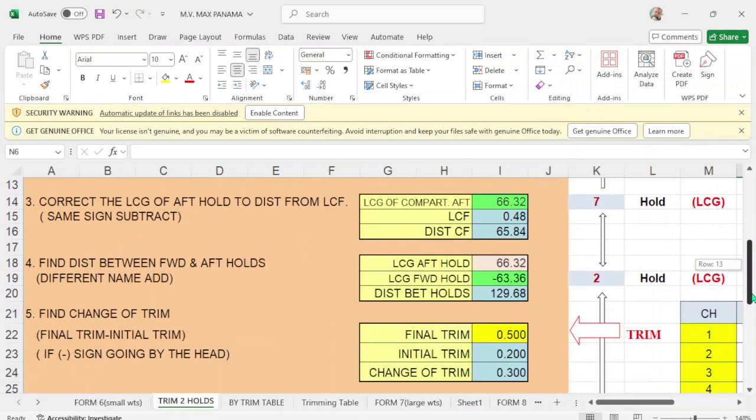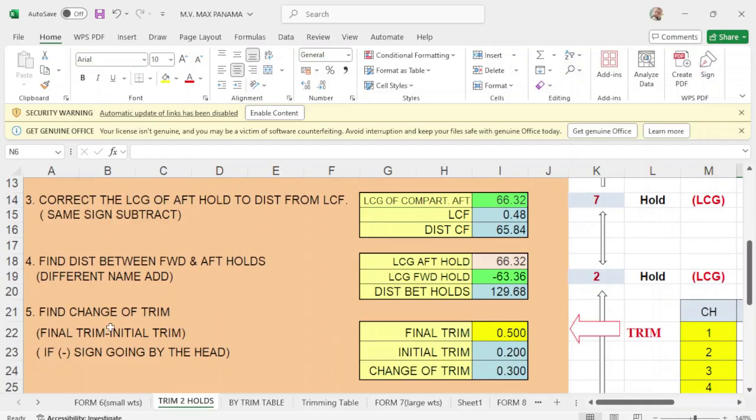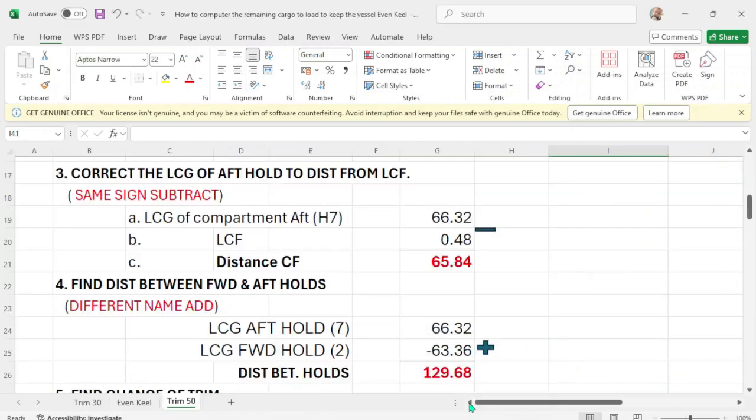Number 5. Find the change of trim. Okay. Find the change of trim, final trim minus initial trim. And if negative sign, by the head, going by the head. Okay. Trim by the head. This is positive, so this is trim by the stern. And we go to number 5.